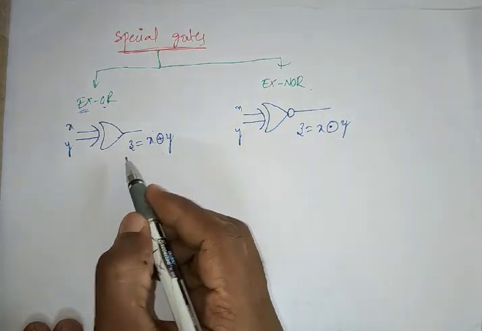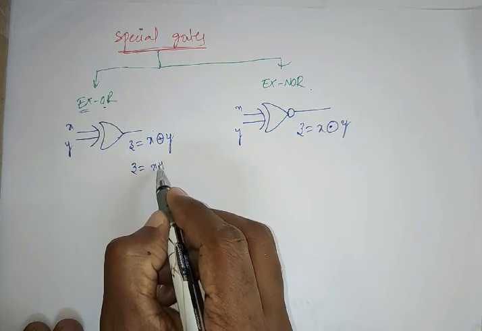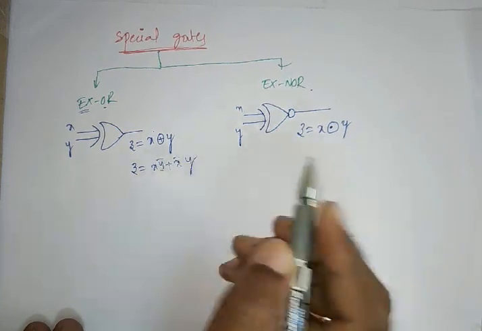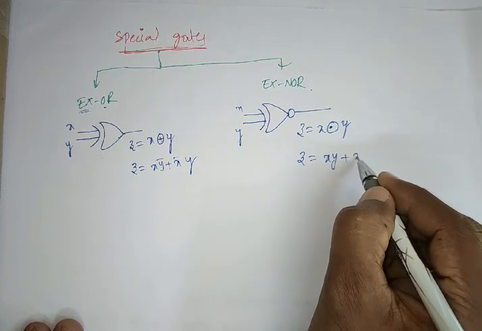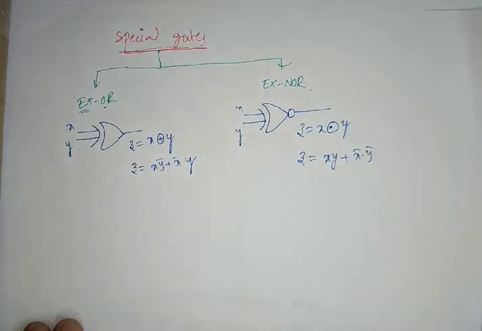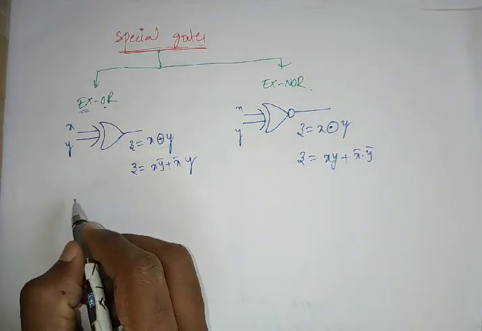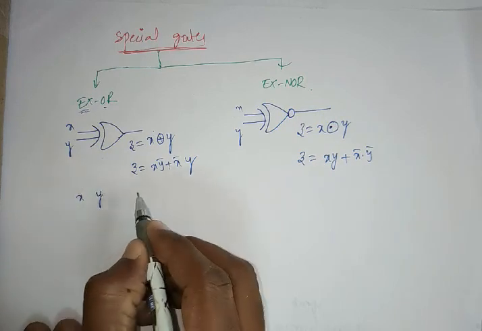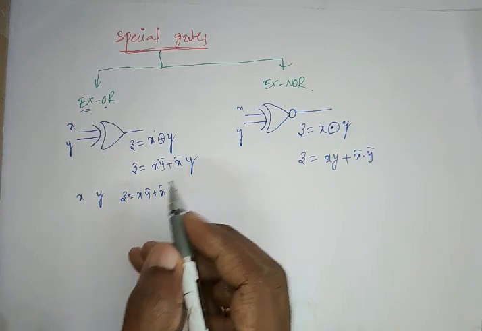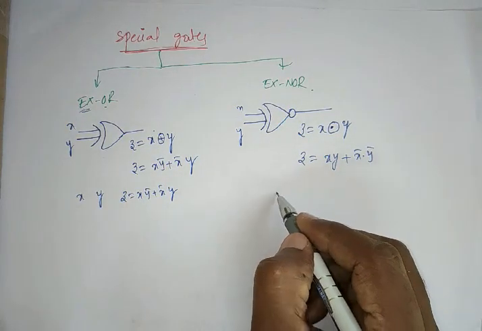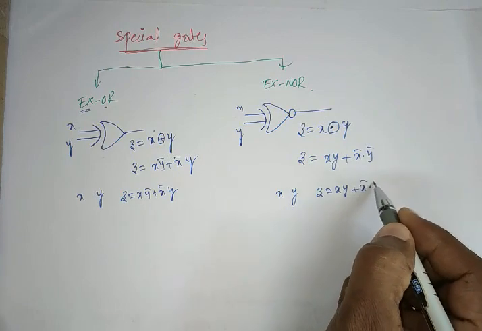So what is the function? For XOR, the function representation is Z equals X Y bar plus X bar Y. For XNOR, Z equals X Y plus X bar into Y bar. Next is the truth table representation: X and Y are the two inputs, Z is the output, X Y bar plus X bar Y. Next, also with X and Y as two inputs, Z equals X Y plus X bar Y bar.